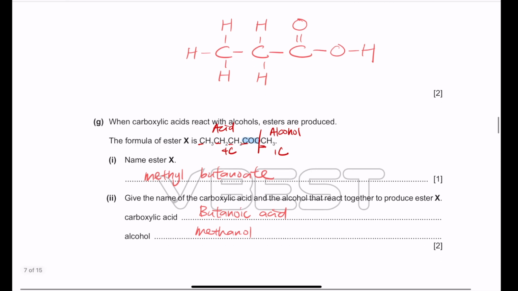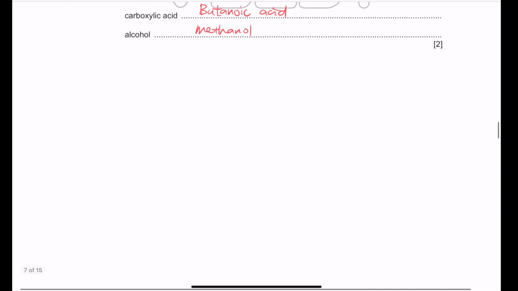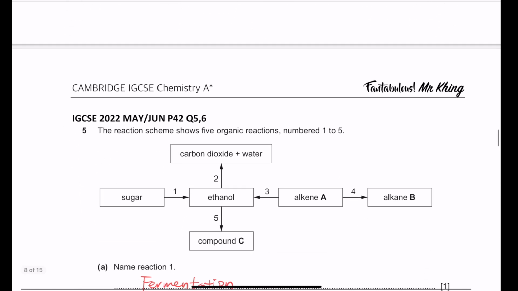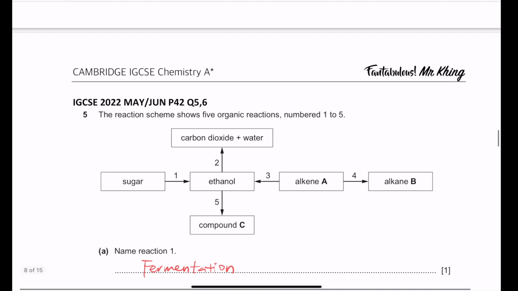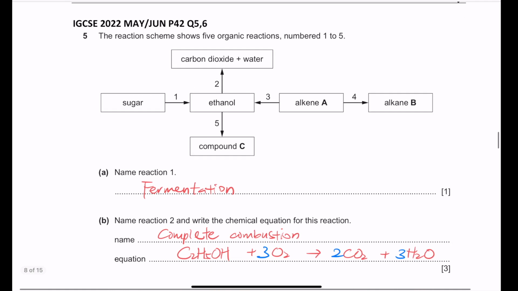Alright. Okay, next one. So what is reaction 1? From sugar to ethanol. So fermentation. Okay, and then reaction 2, what is the reaction? They will produce CO2 and H2O. So it will be complete combustion. Okay, so the equation looks like this, and please make sure you know how to construct a balanced chemical equation. Please make sure that it is a balanced chemical equation.